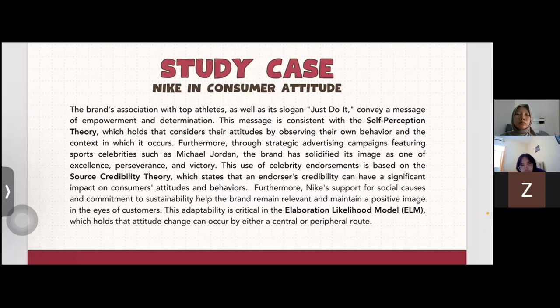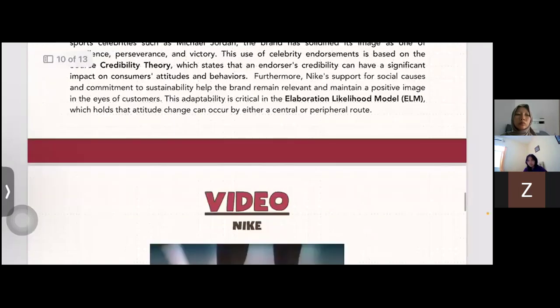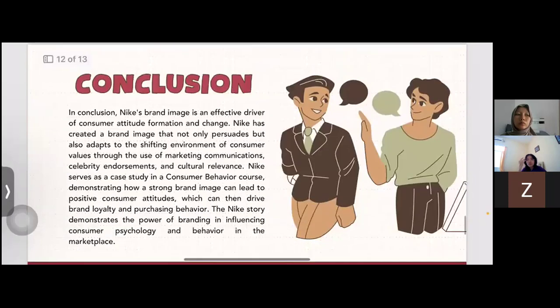This adaptability is critical in the elaboration likelihood model, which holds that attitude change can occur by either a central or peripheral route. So the conclusion is that Nike's brand image is an effective driver of consumer attitude formation and change. Nike has created a brand image that not only persuades but also adapts to the shifting environment of consumer values through the use of marketing communication, celebrity endorsement, and cultural relevance.